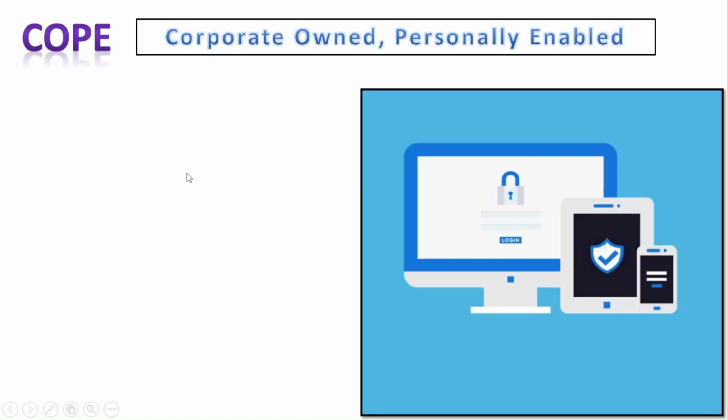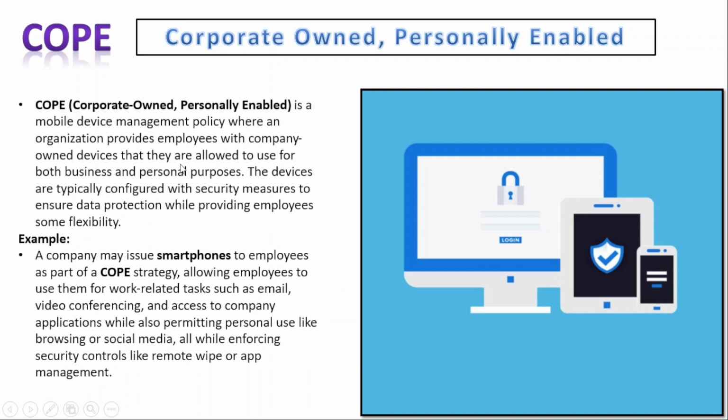COOP, that is corporate owned personally enabled. So COOP, that is corporate owned personally enabled, is a mobile device management policy where an organization provides employees with company owned devices that they are allowed to use for both business and personal purposes. The devices are typically configured with security measures to ensure data protection while providing employees some flexibility.